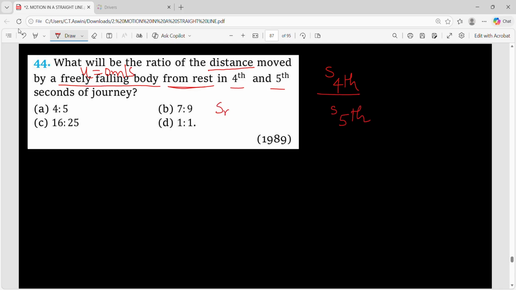Earlier, how did we do this? Yes, S_n is proportional to 2n minus 1, right? Because initial velocity is 0, a by 2 is constant. And how did we do that? 2 into 4 minus 1 by 2 into 5 minus 1. 8 minus 1, 7. 10 minus 1, 9. So this is the answer.